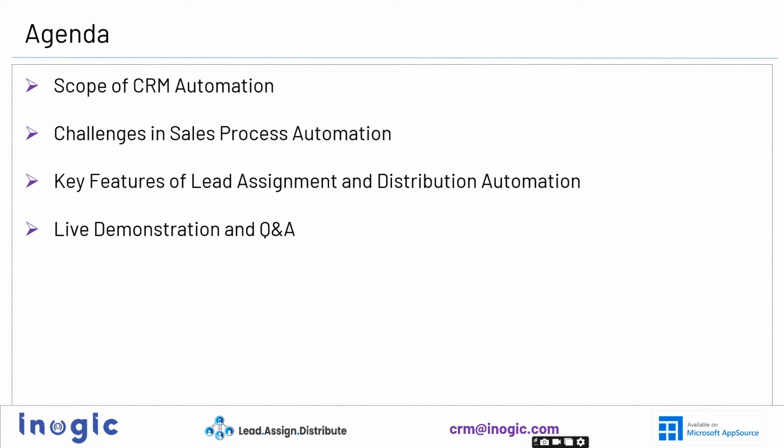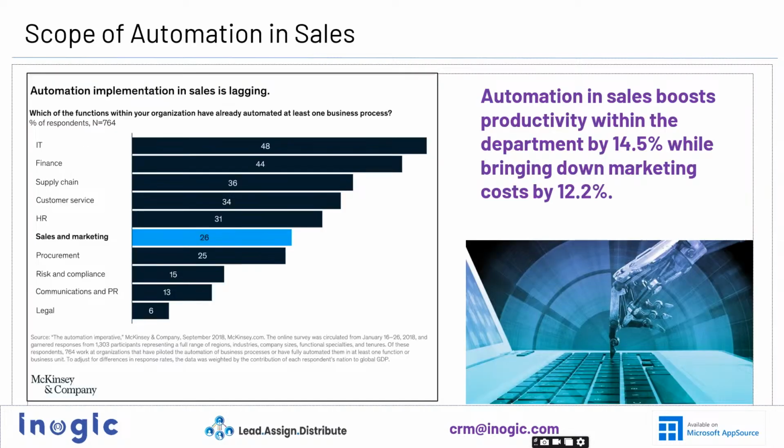Well, I was thinking about the scope of automation, and here's what I have found. A survey has provided an insight by estimating that the automation in sales boosts productivity within the department by 14.5%, while bringing down the marketing costs by almost a staggering 12.2%. Automation truly has the potential to provide these double benefits.